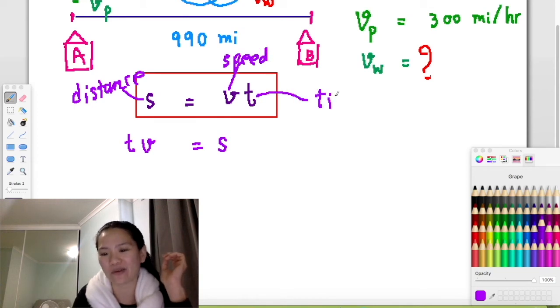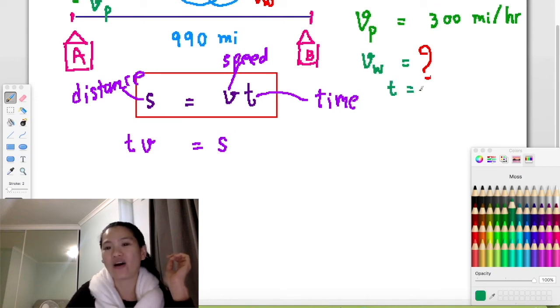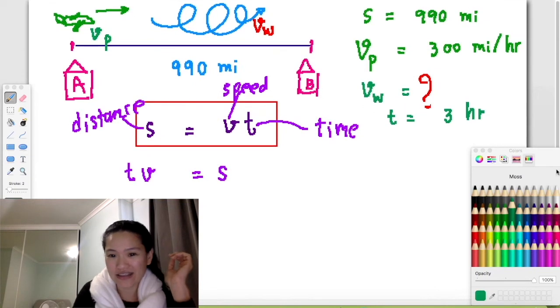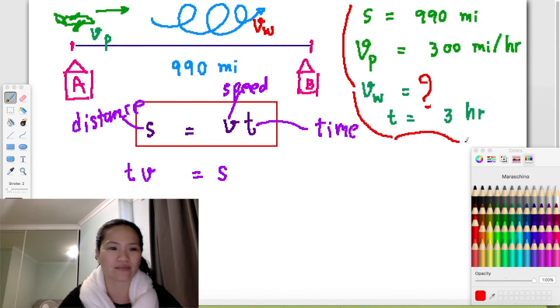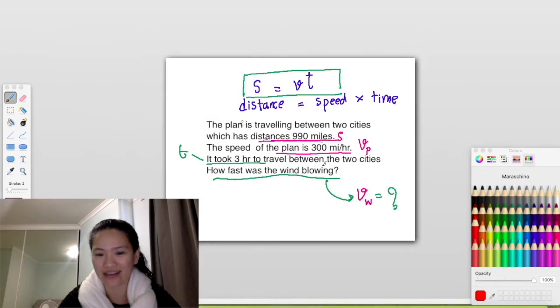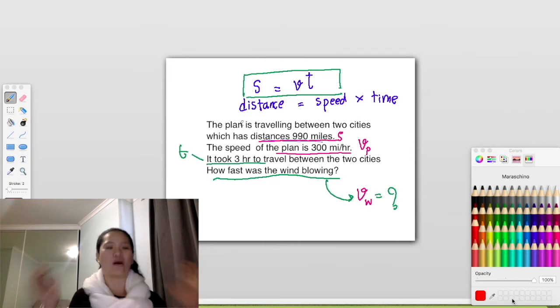Oh, one thing that I won't forget. They said that it travels in 3 hours. All of this is what you know, and you're going to use all of the information that they give in the question. Let me show you the question again. You remember this one? Distance, speed of the plane, time. You're going to use all of the information to solve this problem.